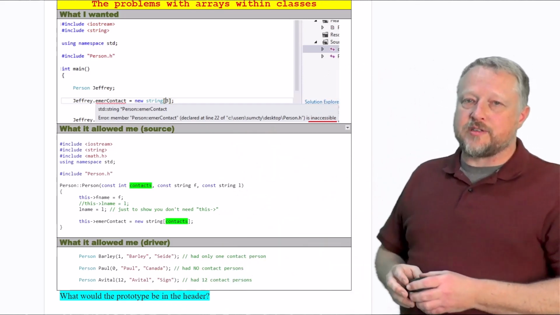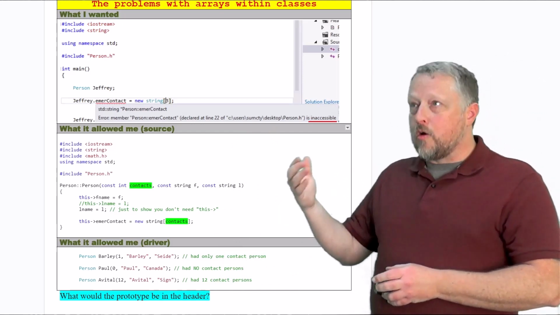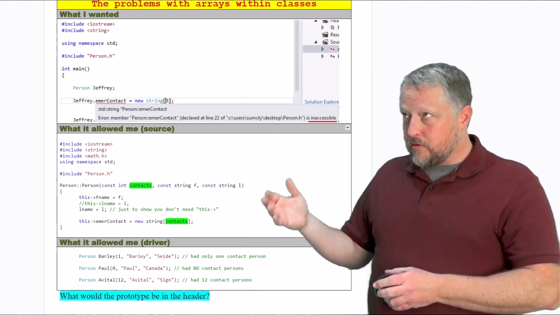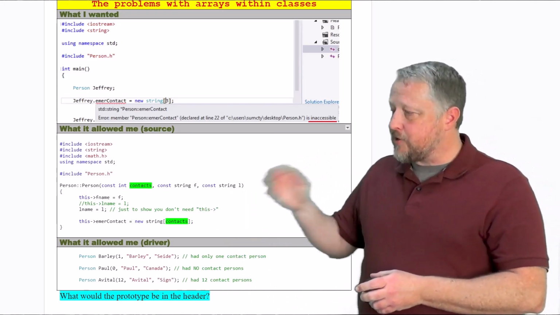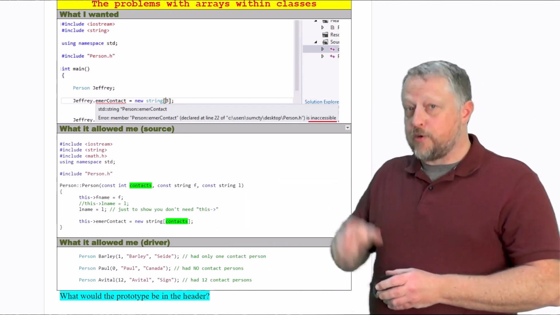That's how we would fix this for our resource acquisition issues, make sure we're good to go, and how to set it up in the constructor. And don't forget about the deconstructor.